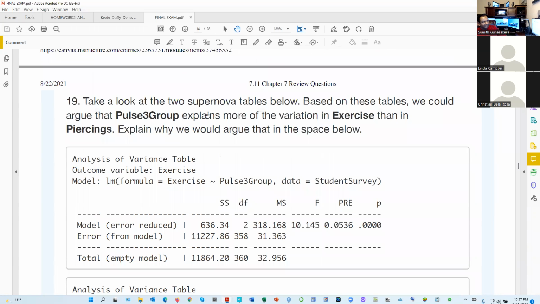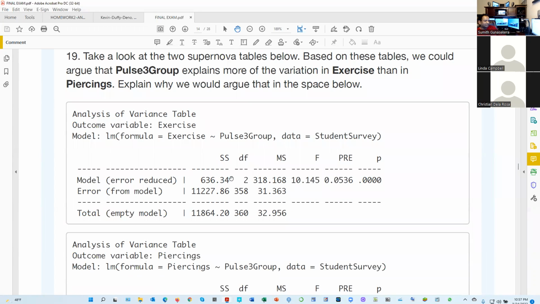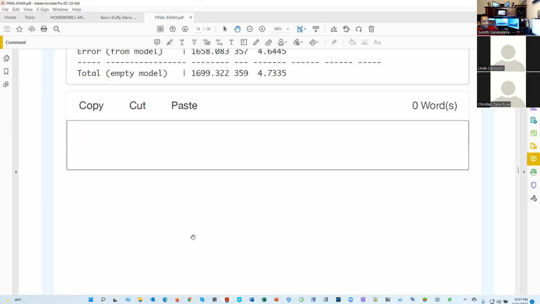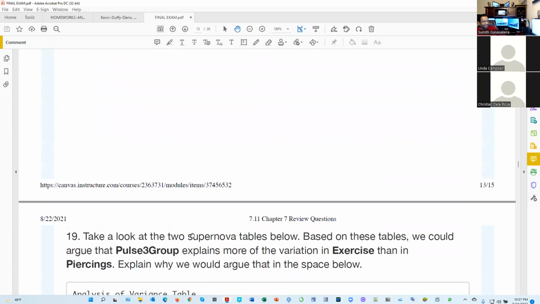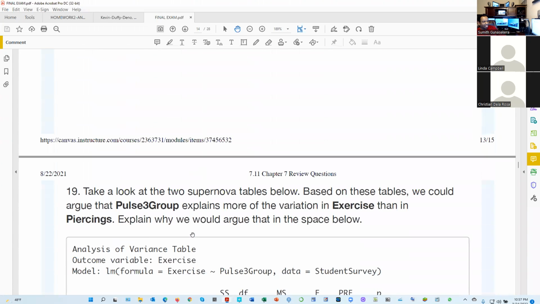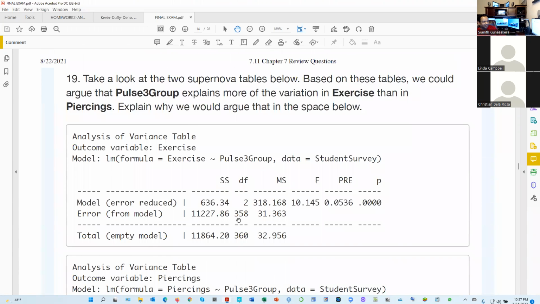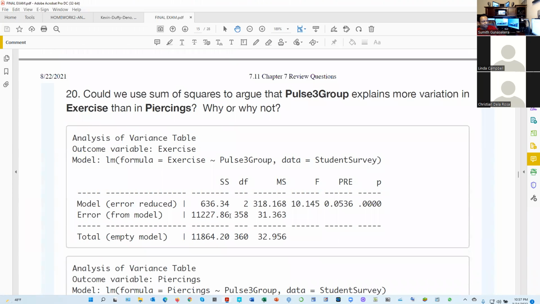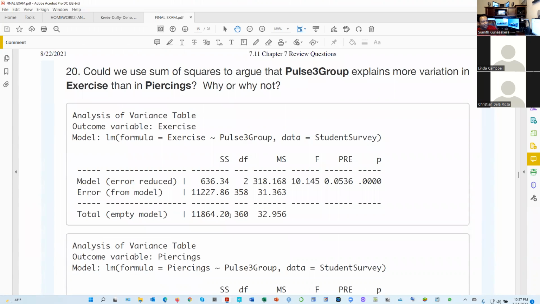That's why they argue. They say, based on this table, we could argue that Pulse 3 explains more of the variation in exercise than in Pearson. That means they say we can compare these two. Can we do the comparison between this one and that one? We could, because they keep the same X variable. But when it comes to this one, look at it. Would we use the sum of squares to argue that Pulse 3 explains more variation in exercise than in Pearson? Sum of squares means total sum of squares.